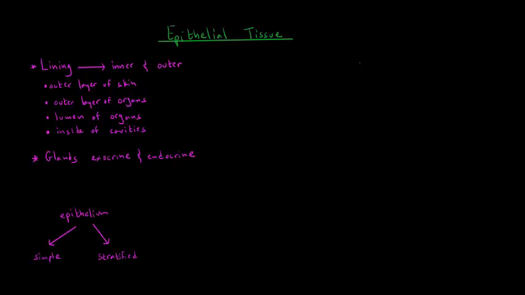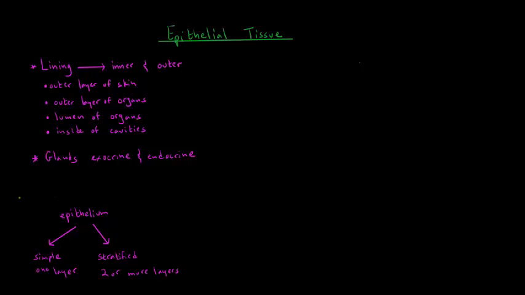And epithelial tissue comes in 2 forms. It can be simple, and that means it's 1 layer thick, or it can be stratified, which means it can have 2 or more layers. And where would you expect to find simple epithelium versus stratified epithelium? Well, you'll find simple epithelium in places where substances need to diffuse from 2 different places.